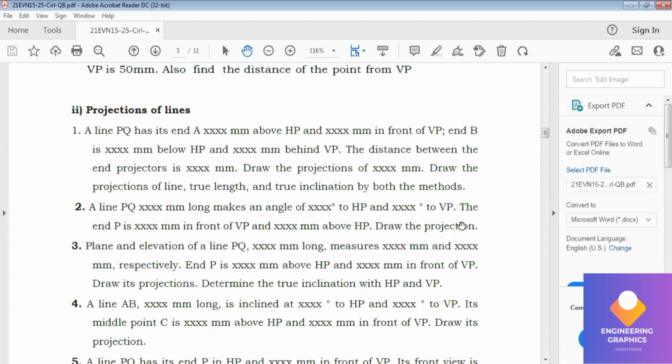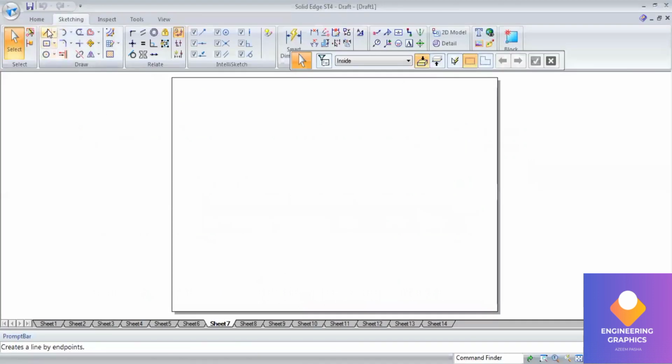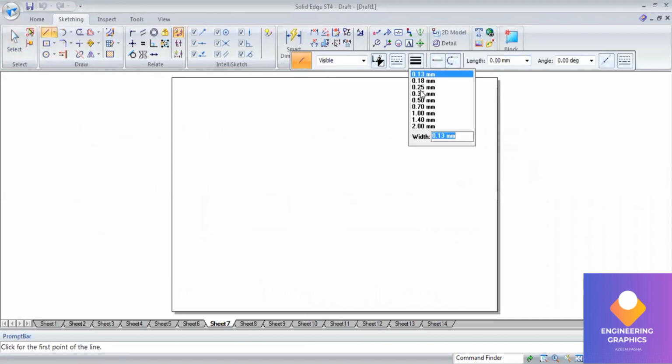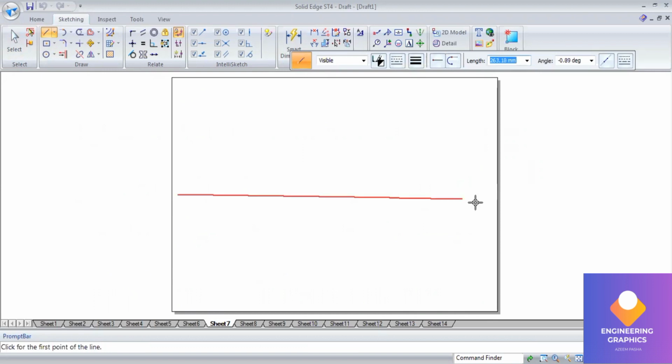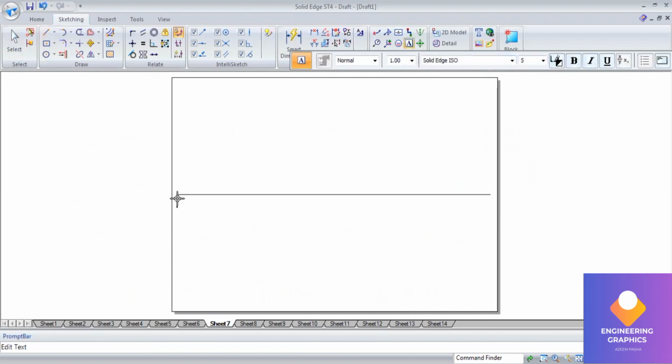Problem number 2. A line PQ dash mm long makes an angle dash degree to HP and dash degree to VP. The end P is dash mm in front of VP and dash mm above HP. Okay, here we should consider the true length. First I will be drawing an XY line by taking thickness 0.25 mm. Can write XY, VP, HP.